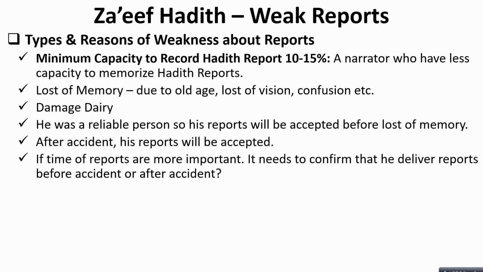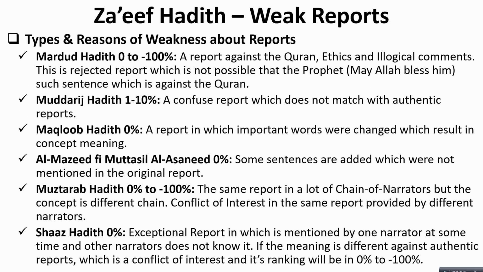But how can you get it? This has already been done by hadith researchers. They have done it, so we just have to read their reports. Types and reasons of weaknesses about reports. These are the types of Mardood hadith. Mardood means rejected hadith. This is against the Quran, against ethics or illogical things. So you can go from 0 to minus 100%.